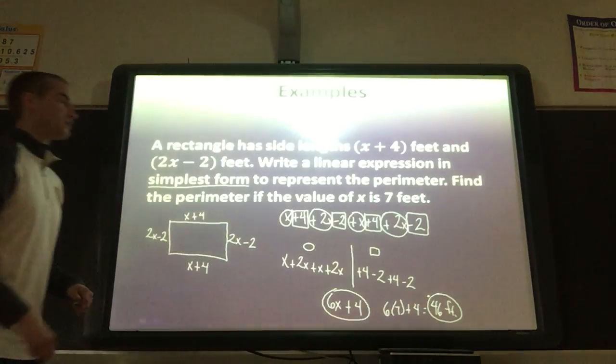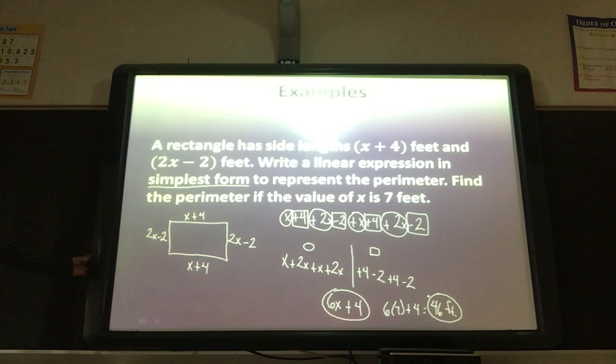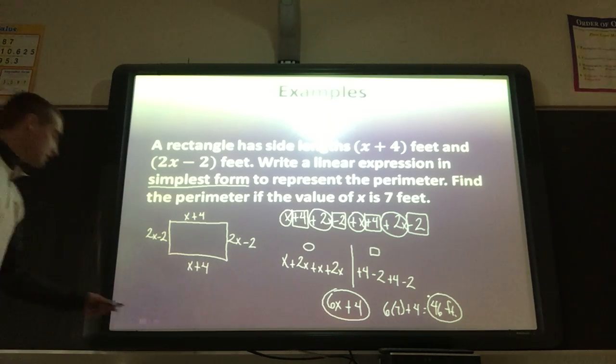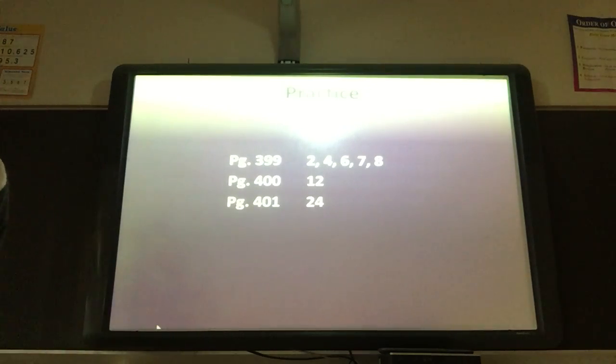So write that expression in simplest form. It's really the same thing that we have been doing. It's just a little bit longer. And then we would finish by simplifying and plugging in for x. Okay, so that's the second version of simplifying expressions. You've got some problems to be working on right now.